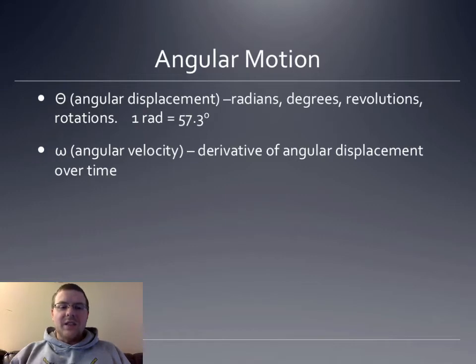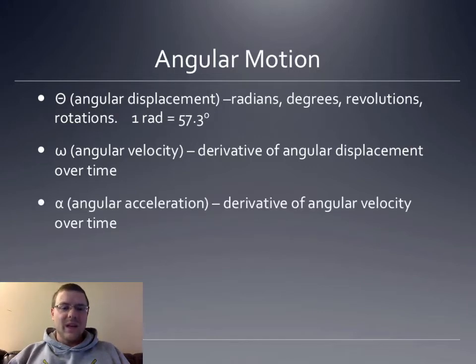Angular velocity is defined as our angular displacement over time. Angular acceleration is defined as our angular velocity changing with time. So we have new variables for those as well. We have omega being our angular velocity, and we have alpha being our angular acceleration.